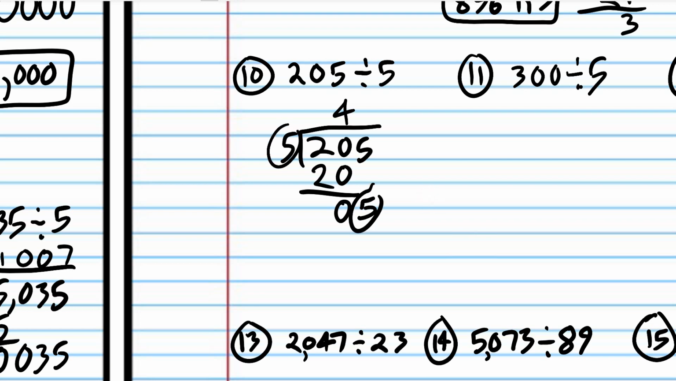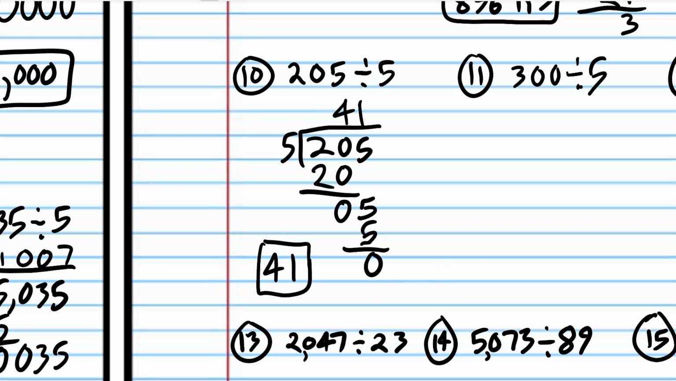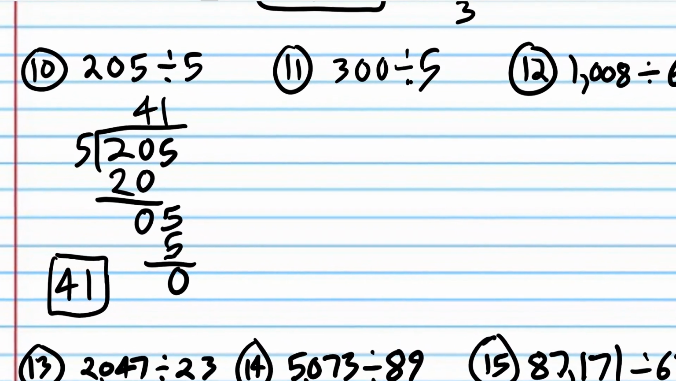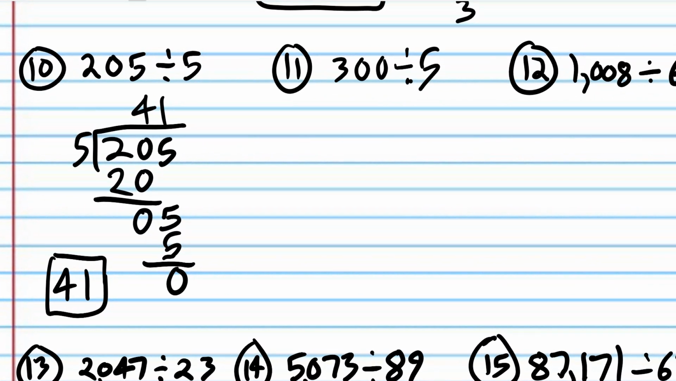5 goes into 5 one time. 5 times 1 is 5. We're going to do the last cycle there. Remainder is 0. All right. If you did those problems correctly, pat yourself on the back. If you didn't do it correctly, that's okay. We're going to get some more practice here. All right. Attempt the next problem, and when you come back, we'll do it together.